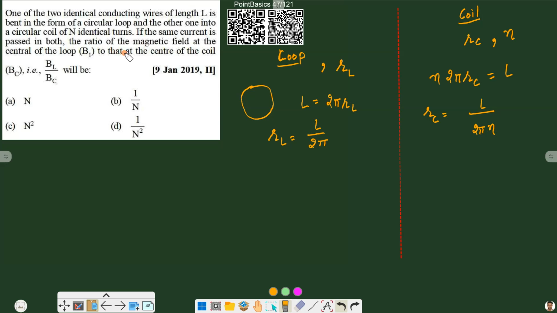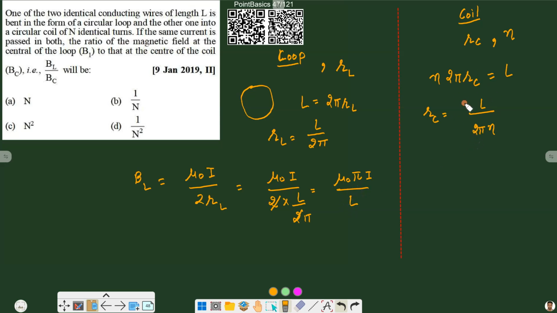Now we have to find the magnetic field, as the current is the same in both of these. If the current is the same, then the magnetic field due to the loop, we can say BL, is mu node I by twice the radius of the loop. So mu node I by 2 times L by 2 pi, the 2s get cancelled, and we are left with mu node pi I by L.